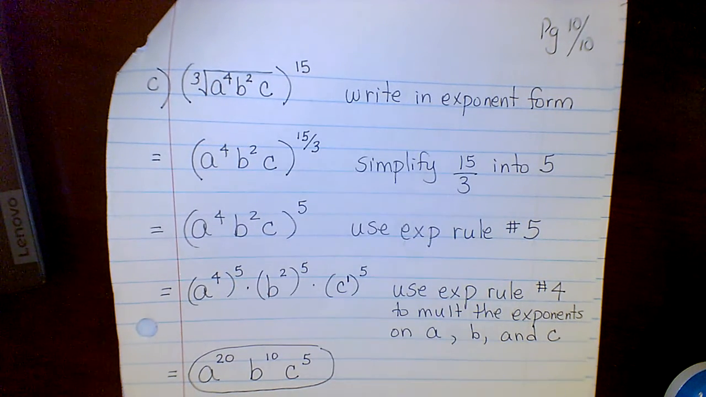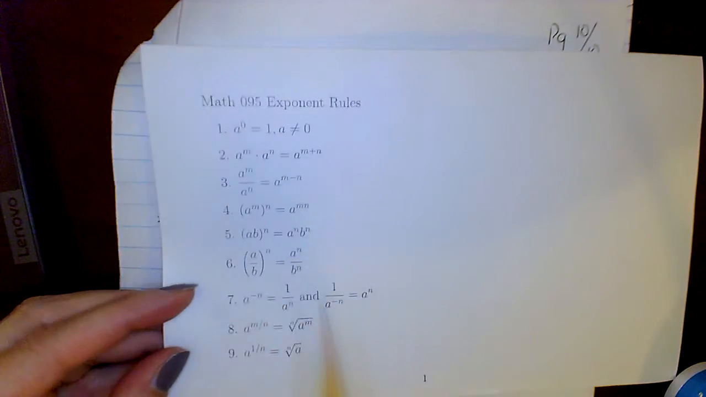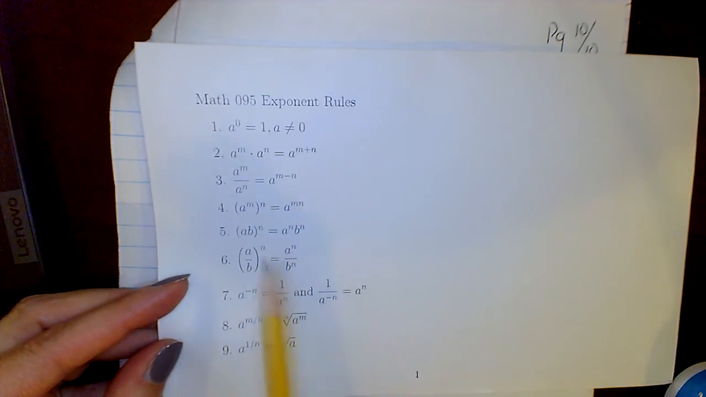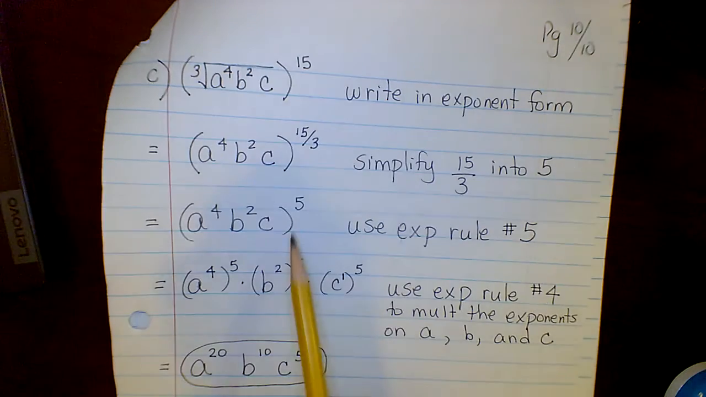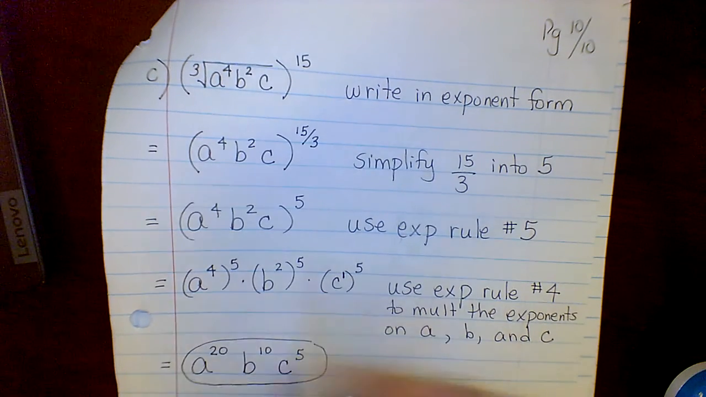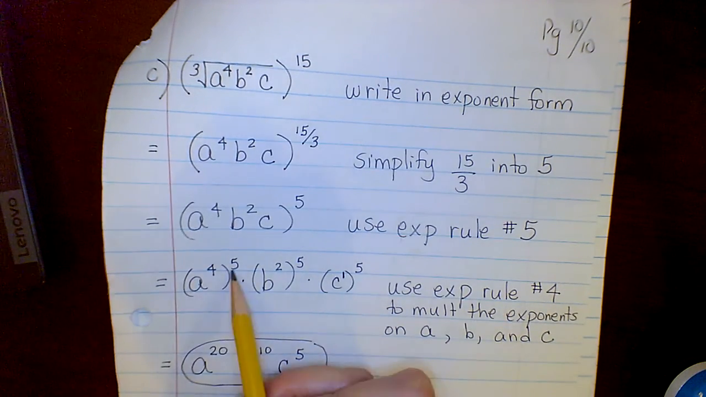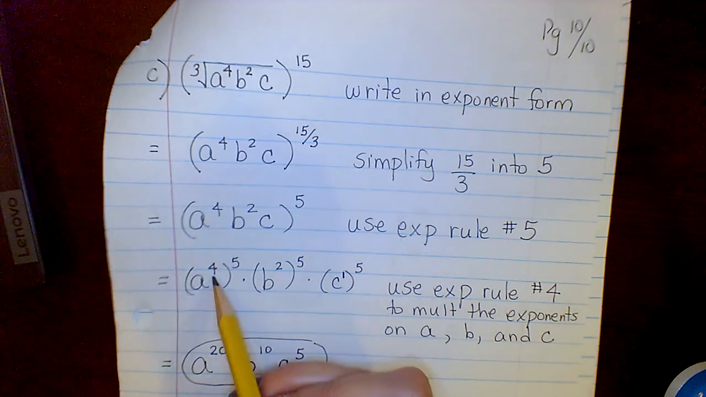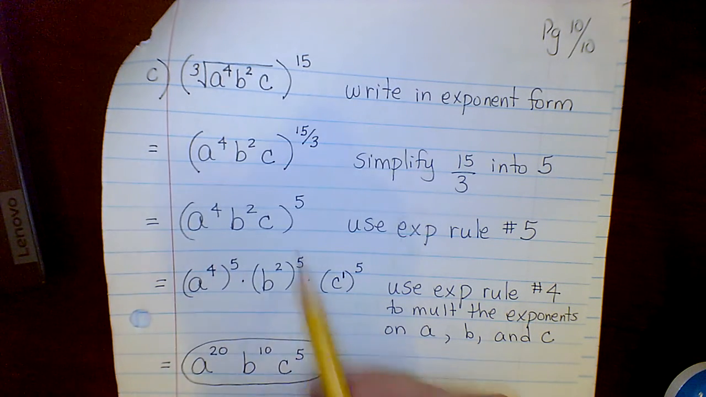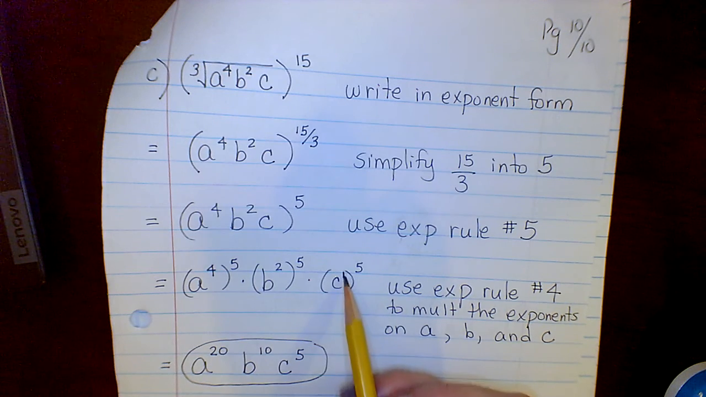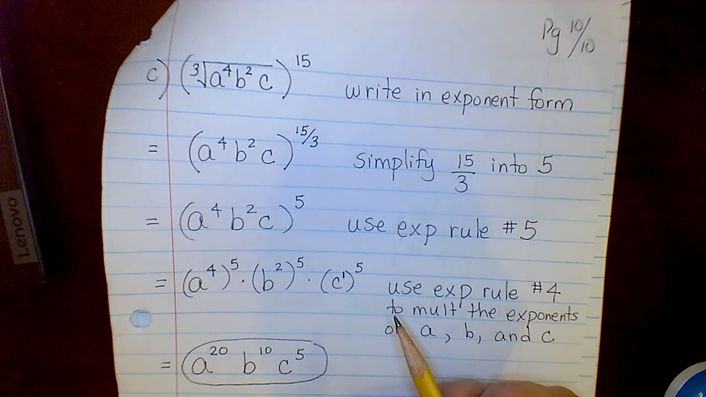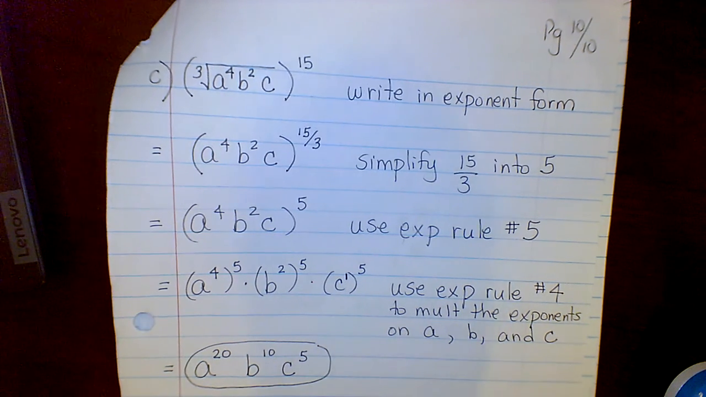Then I can use exponent rule number 5, and because this is a product and it's all raised to the 5th power, I can use that exponent rule to say, okay, this is going to be a to the 4th raised to the 5th power, and then b squared also to the 5th power, and then c also to the 5th power. Now I put a 1 on here just to show you that it is a first power. It doesn't have to be written there.